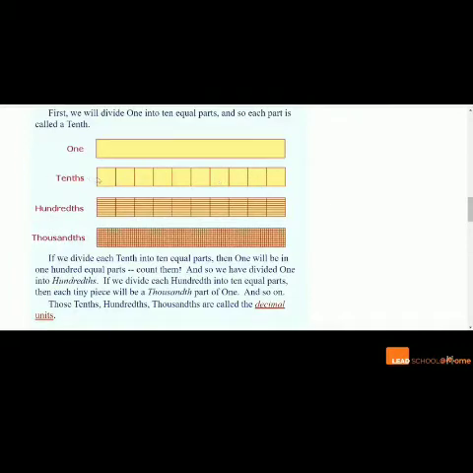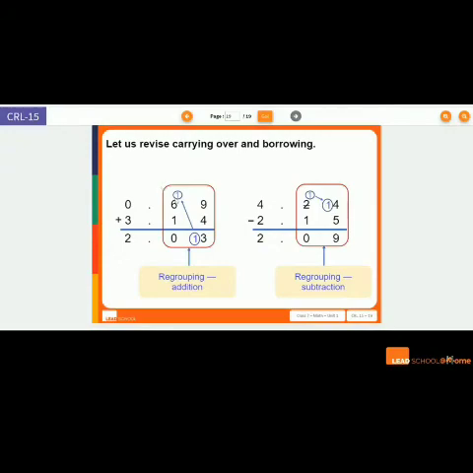Or let us take this 1 tenth and break it into 10 equal parts. 1, 2, 3, 4, 5, 6, 7, 8, 9, 10. Correct? So 1 tenth is equal to 10 hundredths when I borrow over, and when I add, 10 hundredths will go on to make 1 tenth. I hope all of you are clear with this concept. We've already learned about it in our previous grades.